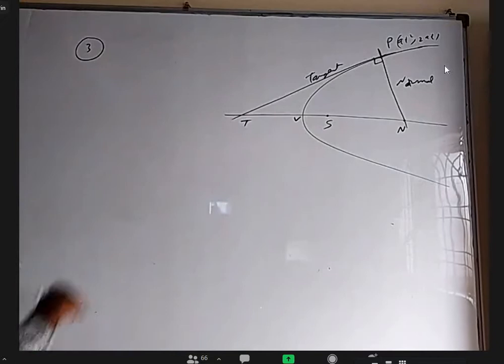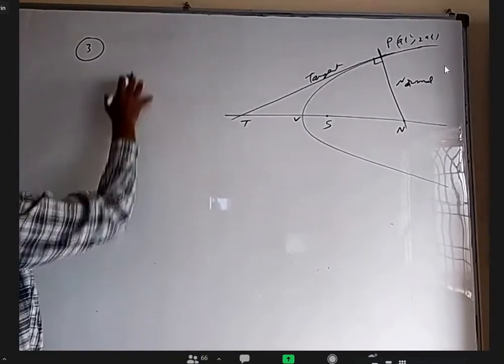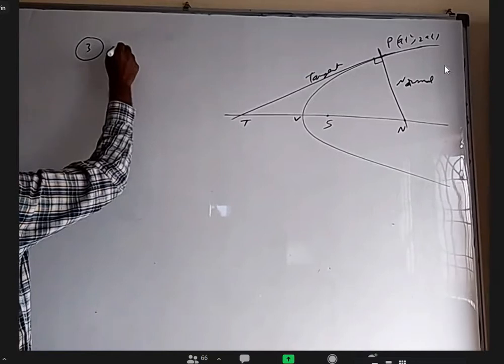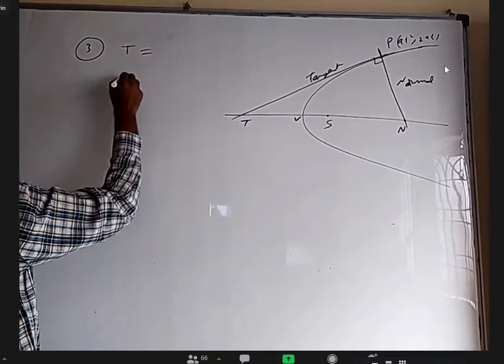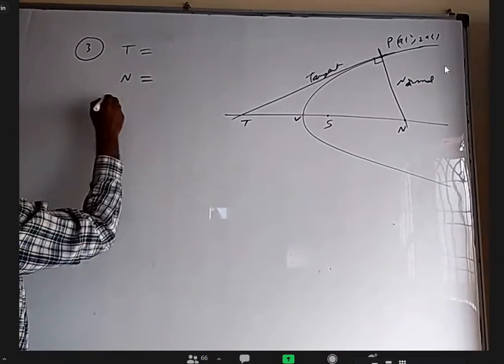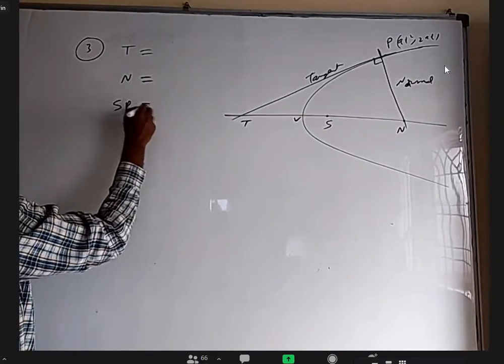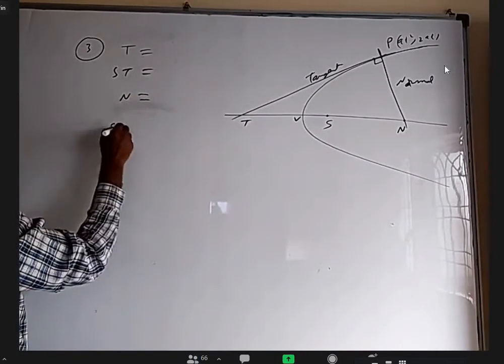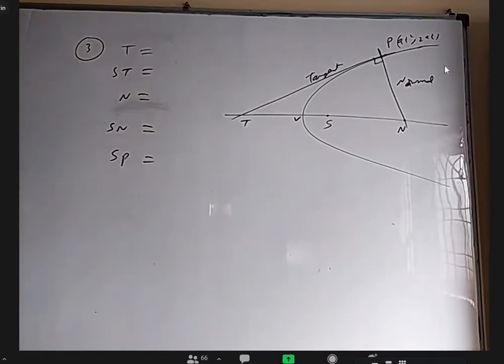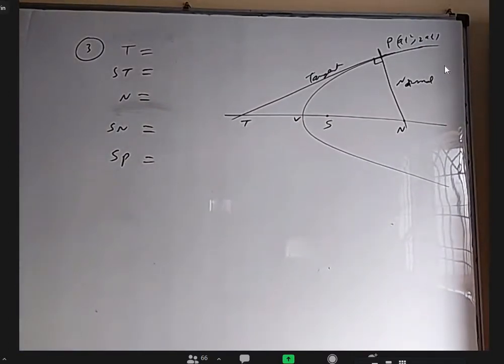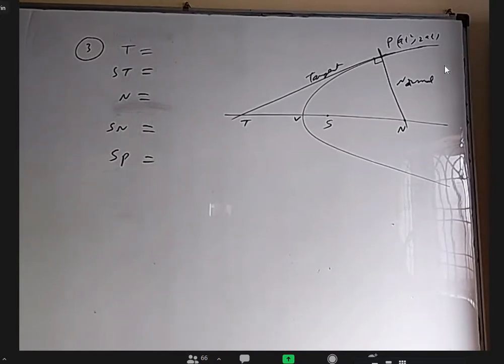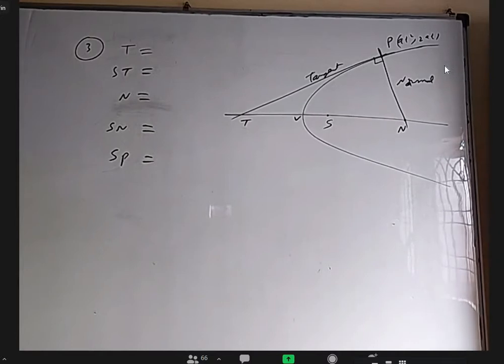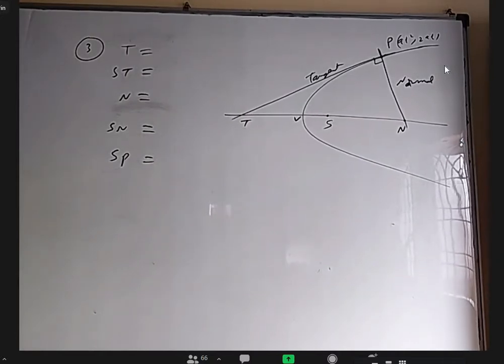I wanted to write, it's also theory only, but I wanted to fill a few things. What are the coordinates of T? What are the coordinates of N? What is the SP distance? When you tell the coordinates of T, I want the ST distance. Coordinates of N and then SN distance and then SP distance. Please find all these things. Where the tangent at (at², 2at) intersects the x-axis, find the coordinates of that. Where the normal at point P intersects the x-axis, what is that point?